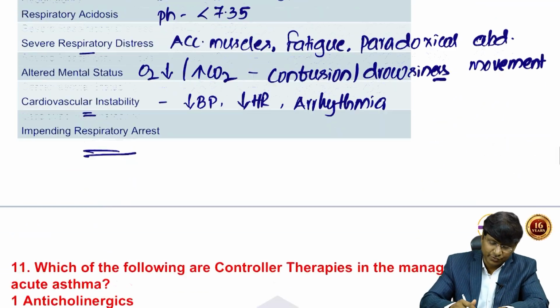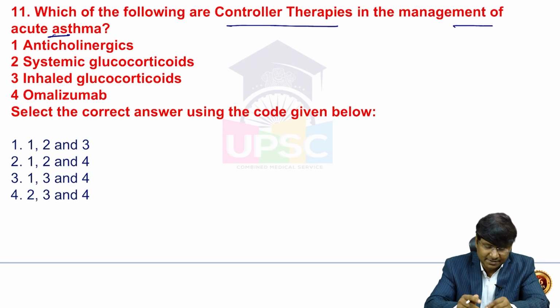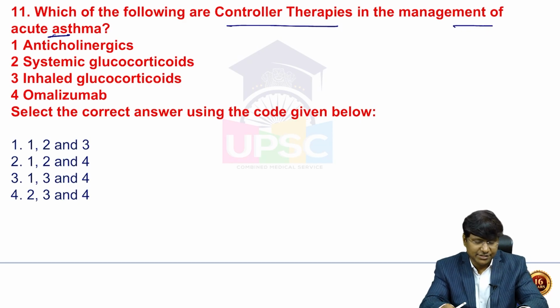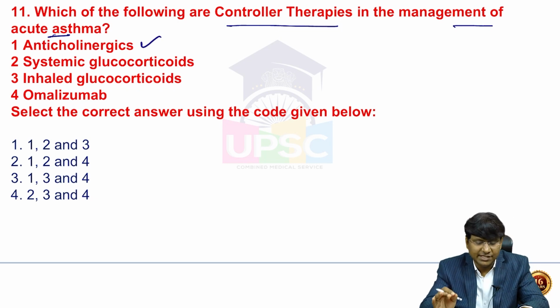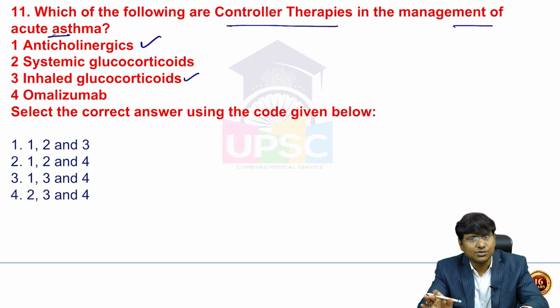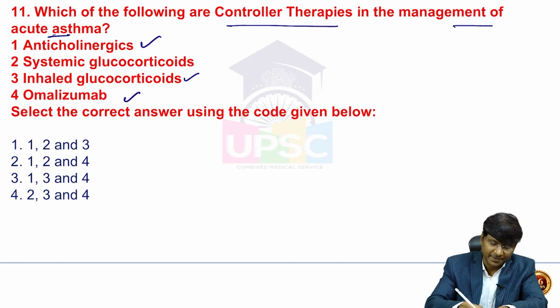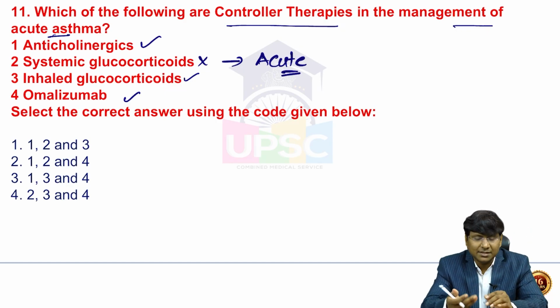Next question. Which of the following are controller therapies in the management of acute asthma? The anticholinergic, systemic glucocorticoids, inhaled glucocorticoids, omalizumab. So anticholinergics, yes, these are controller therapy. Inhaled glucocorticoids are also controller therapy. Omalizumab is also controller therapy. But systemic glucocorticoids are given for acute attack. They are not given as controller therapy.